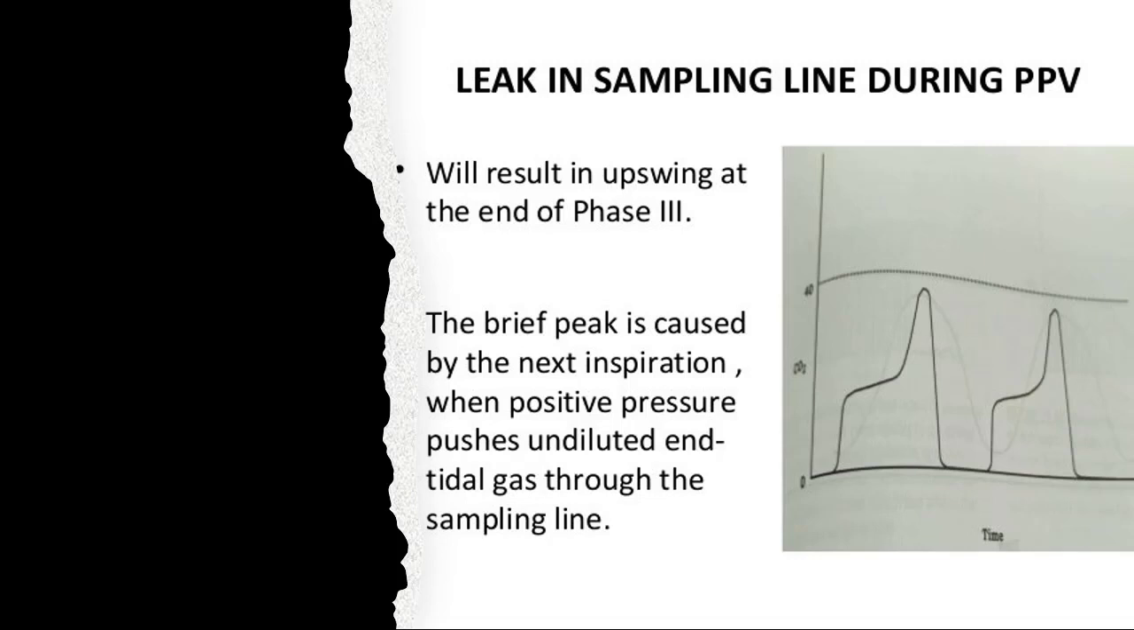So this is something that sometimes you have a leak in the sampling line. And I'll be honest, I've had leaks in the sampling line. I've never actually had it look this way. I've just had floppy waveforms. But I found several documentation of this, where you have a sudden increase in end-tidal CO2. And this is basically normally what would happen.